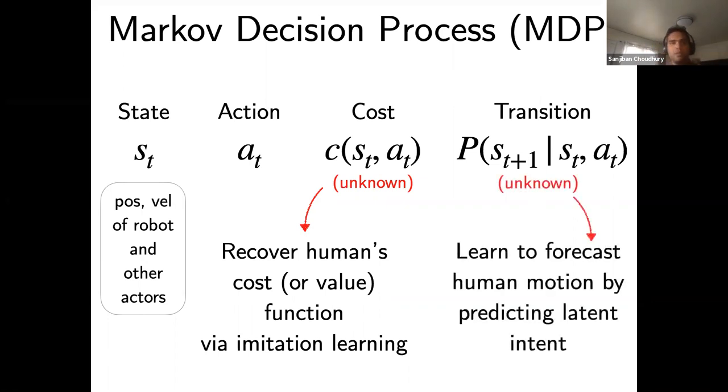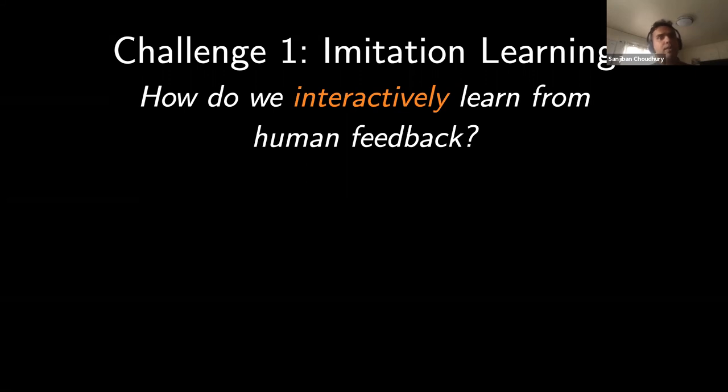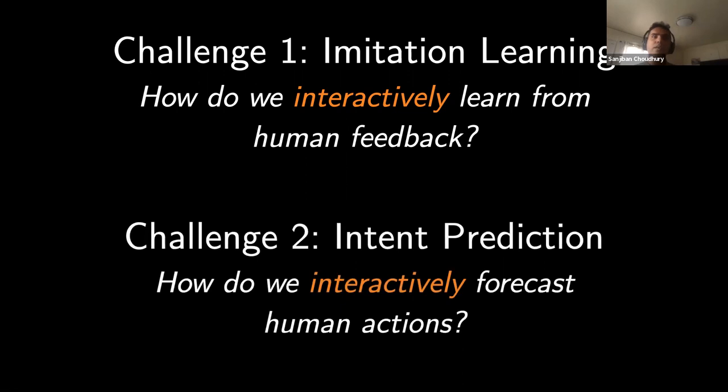Part two is the transition function is also unknown because it depends on the state of the other humans, how they evolve based on the actions the robot takes. So, obviously the transition function involves the dynamics of the robot, and I'm sure all of you have a lot of familiarity with how to model that dynamics, but there's also dynamics of how other people react to your robot acting crazily on the road, right? So we need to learn this function by predicting latent human intent. Okay, so today we'll talk about these two challenges. First, imitation learning. How do we interact with a human to learn the optimal policy? And second, intent prediction. How do we interactively forecast human actors conditioned on the actions the robot takes?